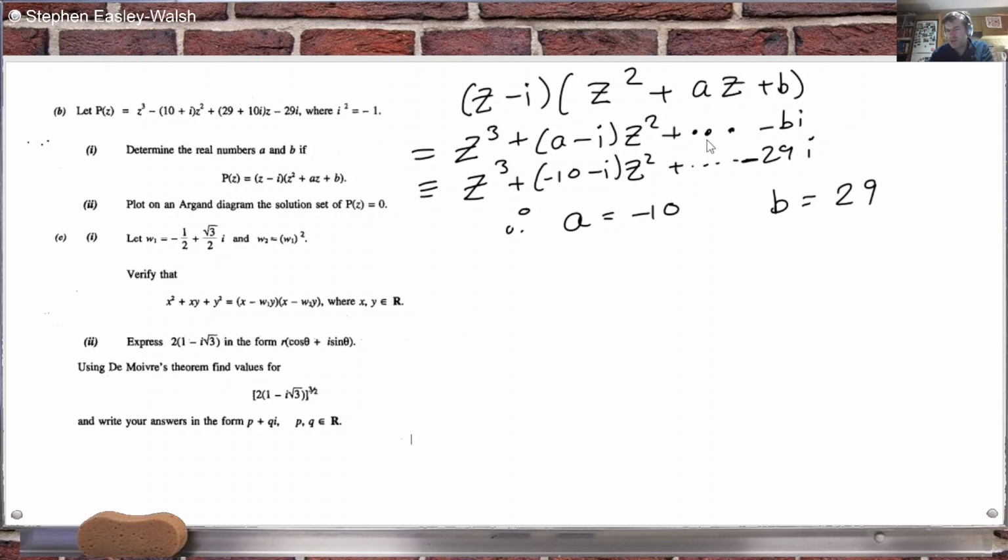Does this quadratic have factors? I suspect not. Well, I should say it doesn't have real factors. So we'll have to factorize it in order to plot the three solutions. Okie dokie.